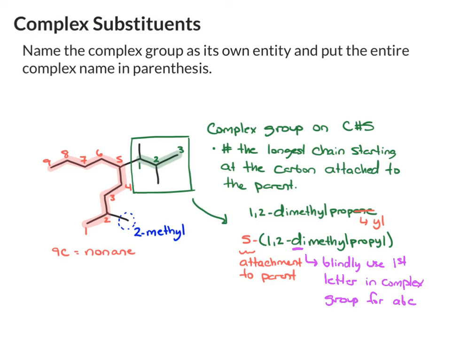So now we're ready to assemble our name. We start with our substituents. So first, we're going to write our complex substituent because D comes before the M in methyl. So we have 5-(1,2-dimethylpropyl). And then we have the 2-methyl, and we still separate this with the hyphen. And finally, the parent is nonane.